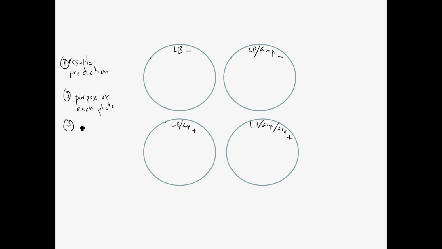And then third, be able to explain results, right? And then verify your predictions. Okay. So when we come back after the weekend, we're going to look at the results here. So before then you should be able to predict what you're going to see, and then be able to explain what's going on there.